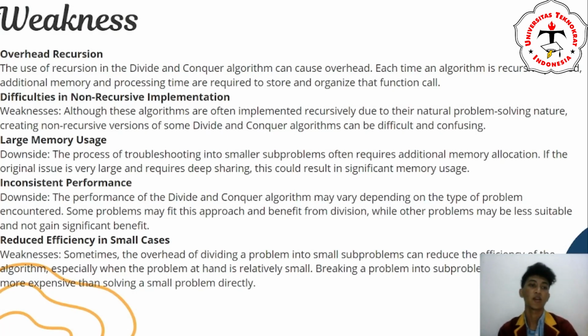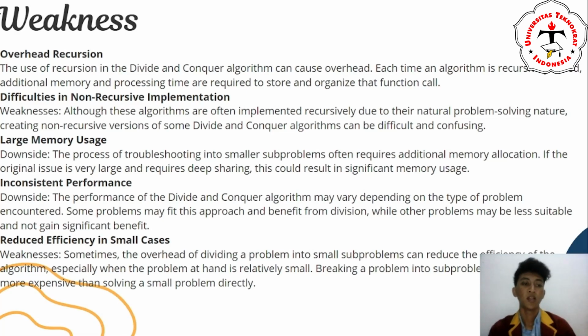Weaknesses. 1. Overhead recursion. The use of recursion in the divide and conquer algorithm can cause overhead. Each time an algorithm is recursively called, additional memory and processing time are required to store and organize that function call. 2. Difficulties in non-recursive implementation. Although these algorithms are often implemented recursively due to their natural problem-solving nature, creating a non-recursive version of some divide and conquer algorithms can be difficult and confusing.